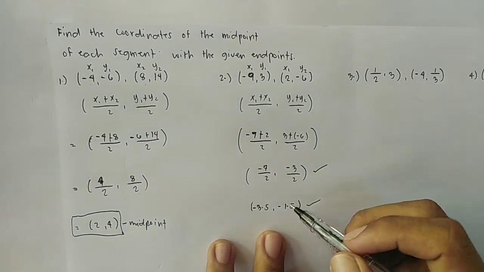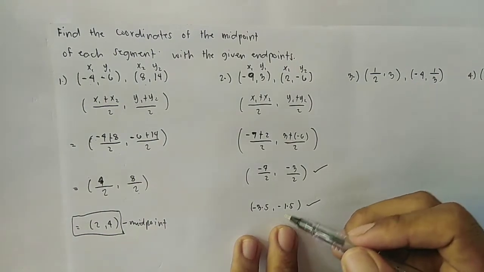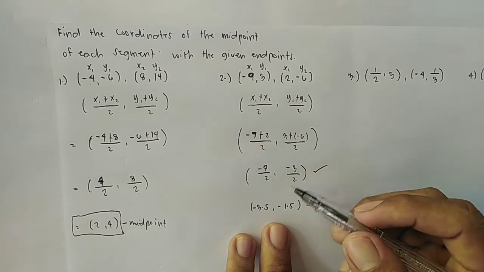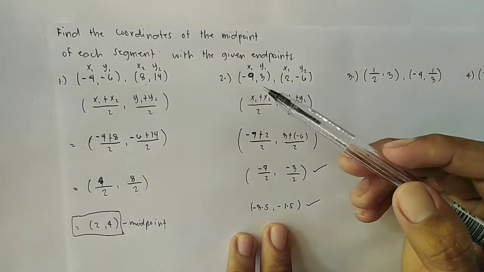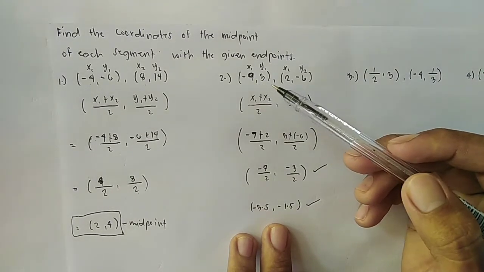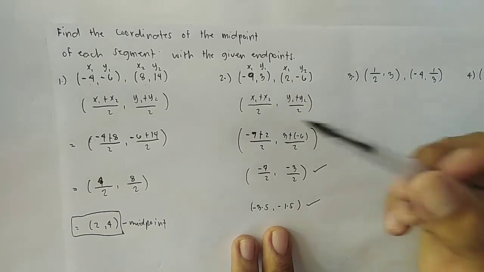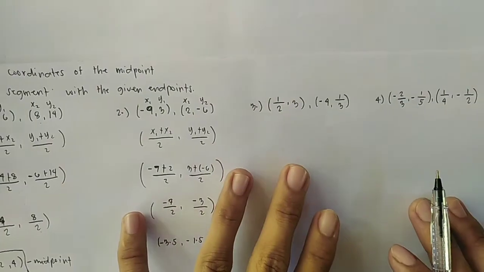This is already the coordinates of the midpoint here, in which the given endpoints are negative 9, 3 and 2, negative 6 of the line segment. So let us proceed to number 3.